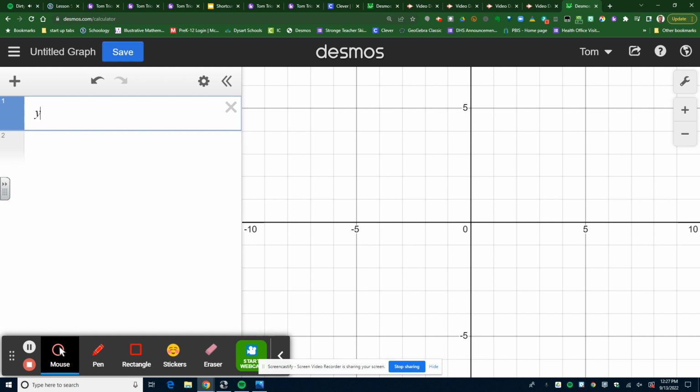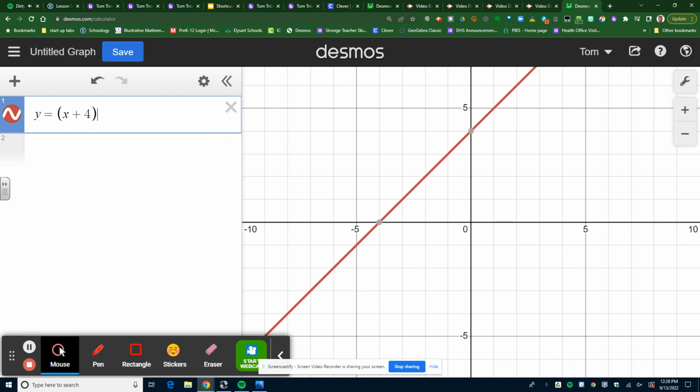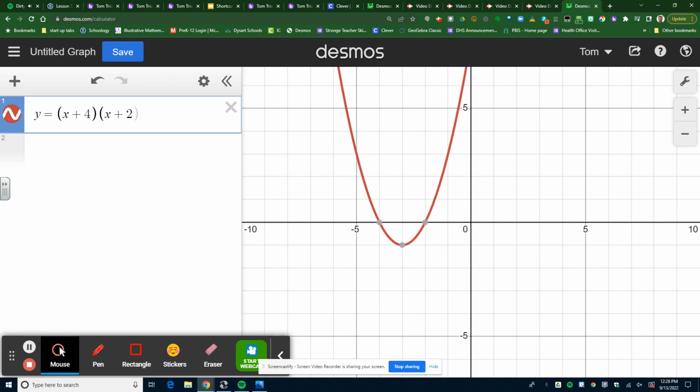So y equals (x plus 4)(x plus 2). Is that right? Or was one negative, one positive? They're both positive? Okay. So right now, what's this one called? I got a second degree. Do you remember the name of a second degree equation? Sounds like quartic, but it's quadratic. So this is a quadratic equation.